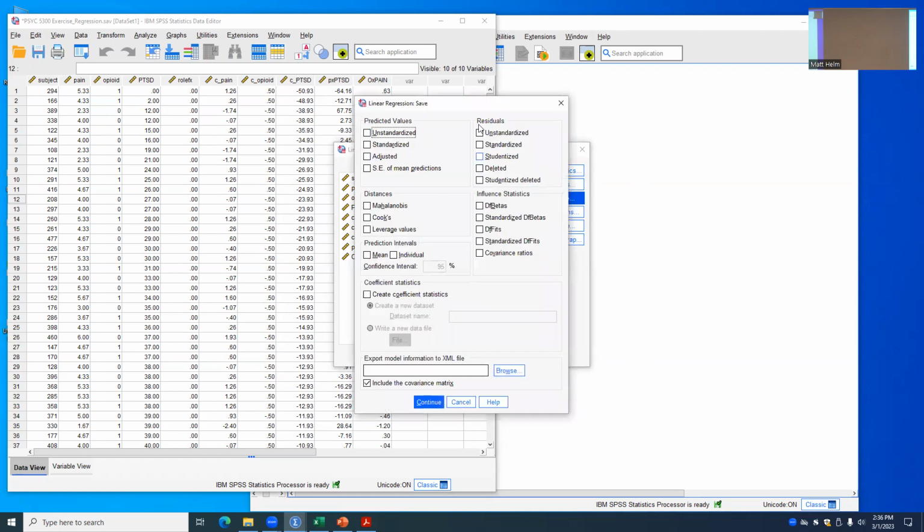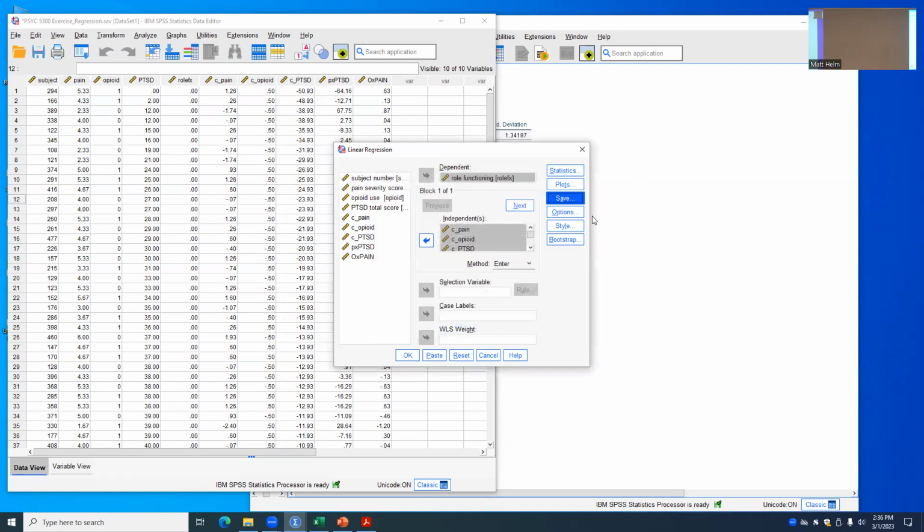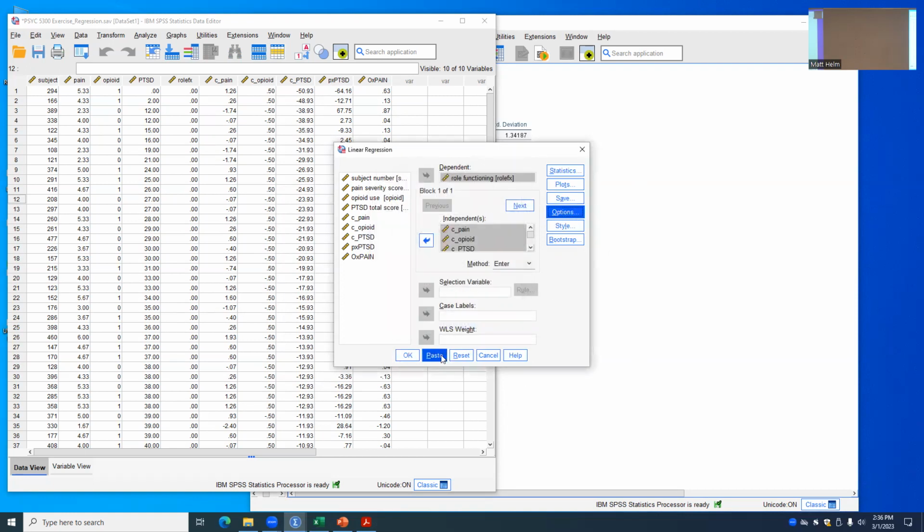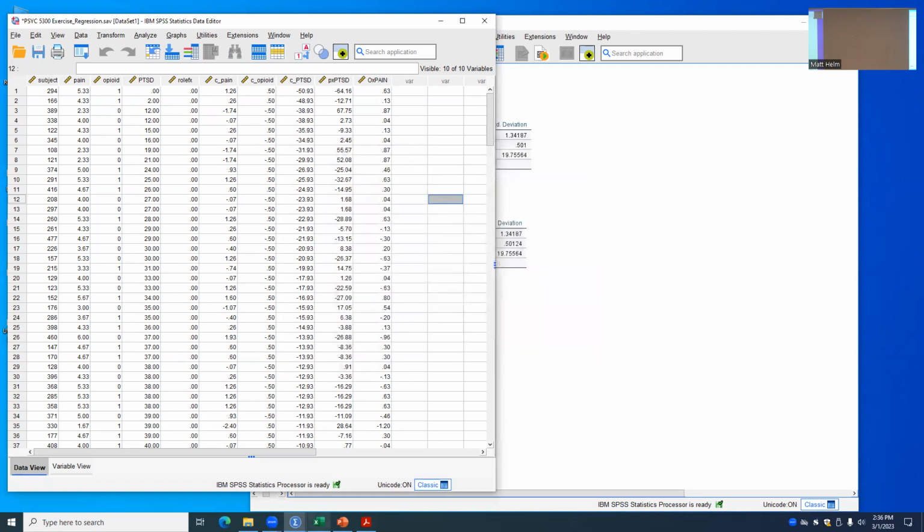Okay, yeah, if you hit save, these are all the things that you can save. We'll walk through that with screening. We don't need to worry about that. Okay, so we'll call that good. We'll go through and hit paste.